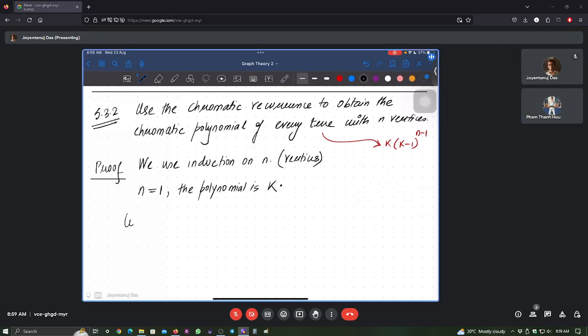Now if we contract an edge of an n-vertex tree, it leaves a tree with n minus 1 vertices, right?